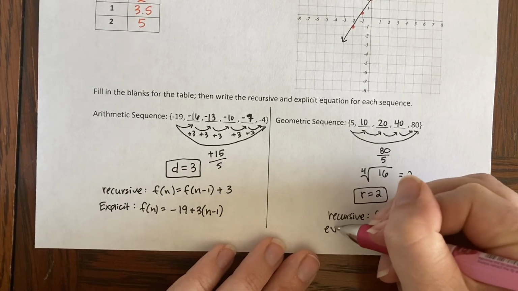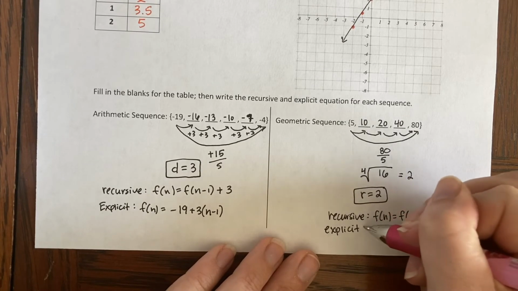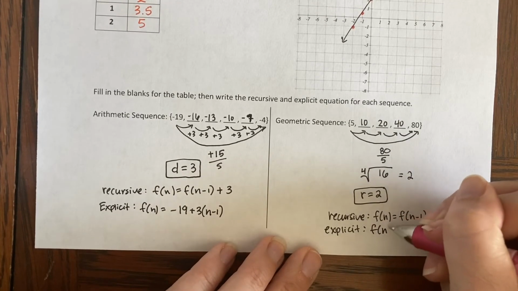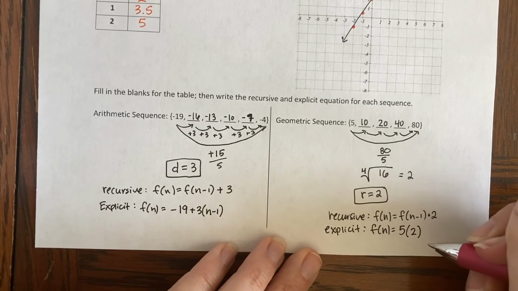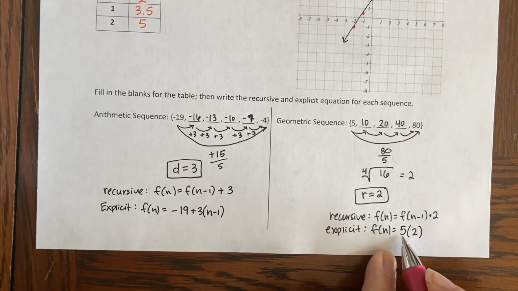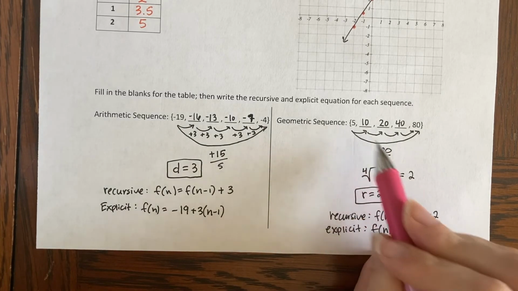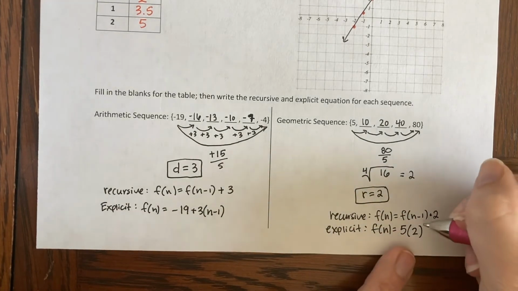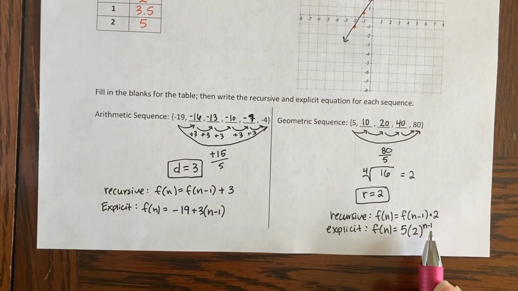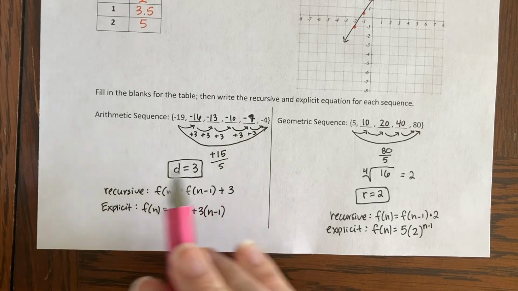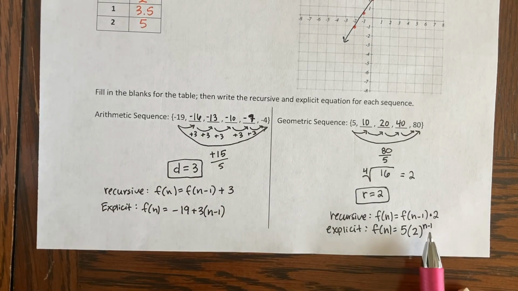If it wants explicit, I would say f of n equals my first number, which is 5, times by 2, because I picked 5 as my first number and I times it by 2, I would now put n minus 1 up in the power. Here it's not a power when I'm adding, but when I'm multiplying it moves up into the power.